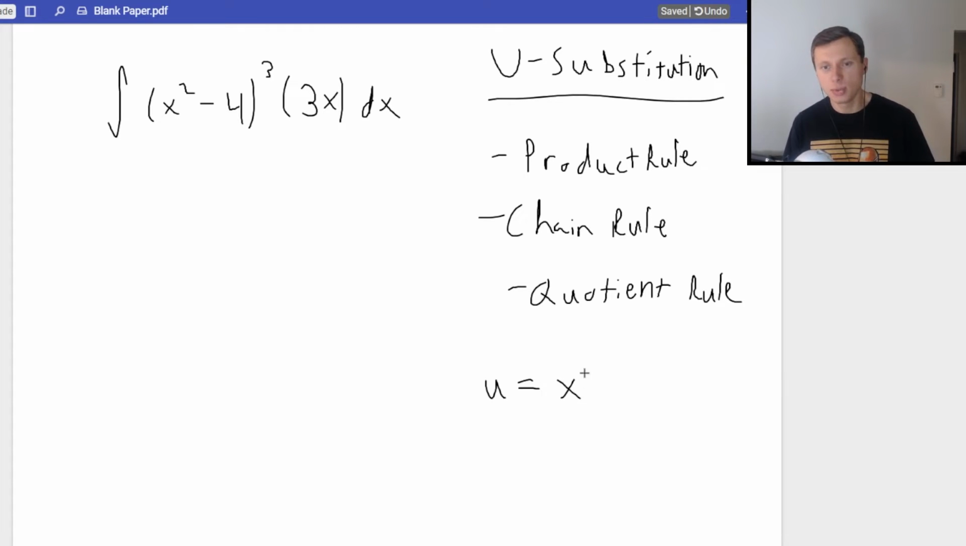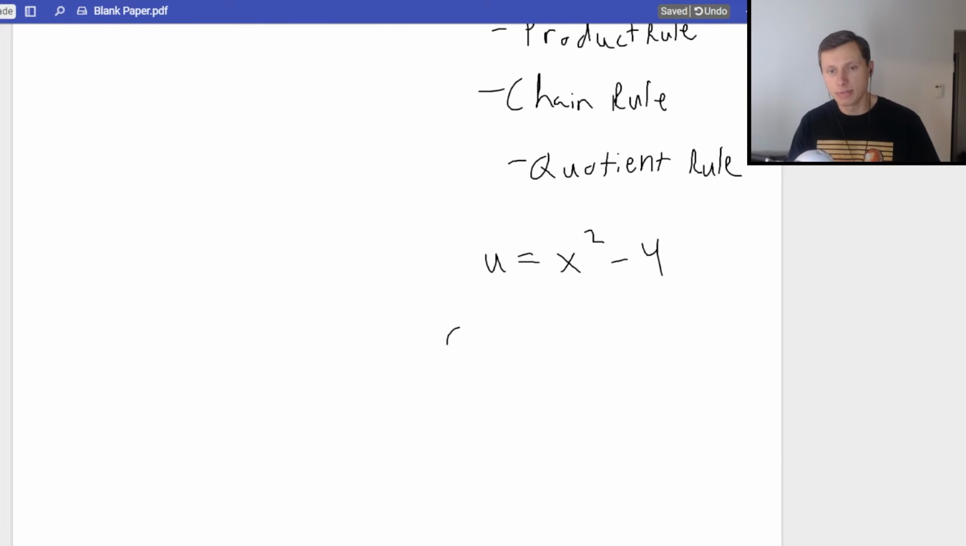I'm just going to tell you, let u equal x squared minus 4, the thing in the parentheses right here, okay? u equals x squared minus 4. Then I need to take the derivative, not the integral, the derivative. And I'm not going to say u prime. I'm going to write du/dx, and you do not have a choice here. You have to write du/dx, not u prime. And you'll see why in a second. But the derivative, du/dx, is going to be, well, derivative of x squared minus 4, that's just 2x, right? So I have du/dx equals 2x.